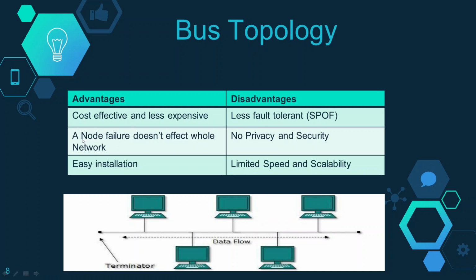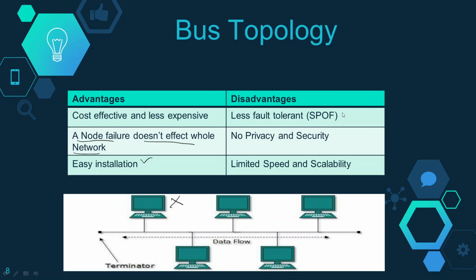Another advantage is that if a single node fails, it does not affect the whole network connectivity. Let's suppose here if this node fails, all the other nodes will continue to communicate with each other, they won't be affected. And the third advantage is that it's easy to install. Here we can see that there is no complex configuration. We can install this network without any complex configuration required.